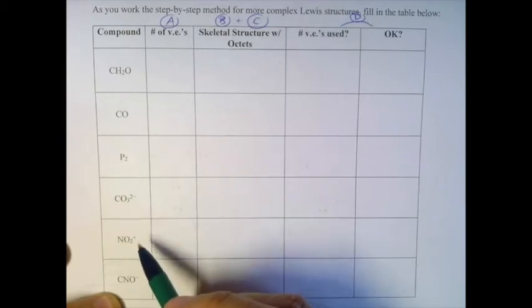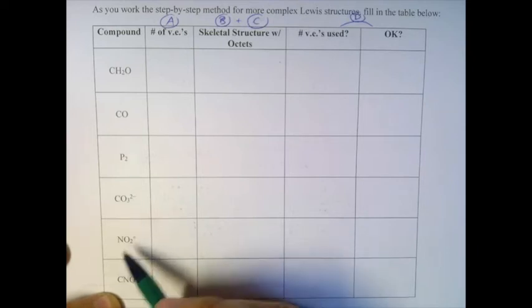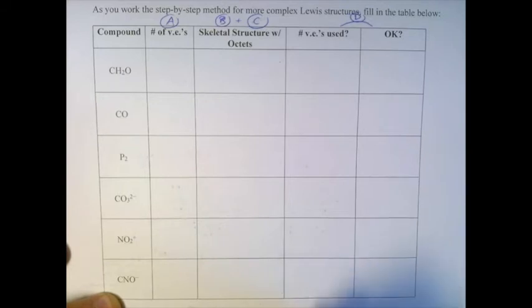If I've got a positive charge, that means I have 1 fewer electron than what I would have expected for a nitrogen and 2 oxygens. So with that, pause the video and fill in as much of this as you can.